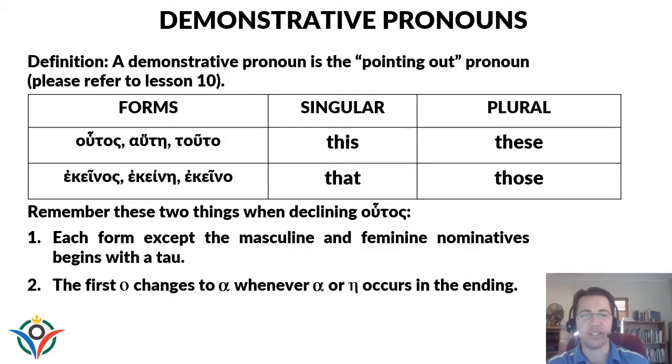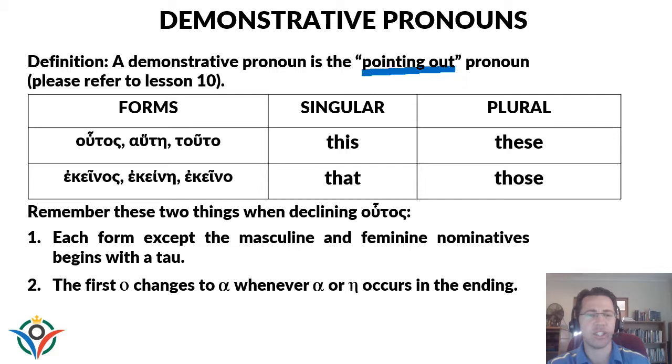So what I'd like to do now is do a quick review of each of the pronouns that we have learned so far in this basic biblical Greek course. So using our acronym DRIP, let's start with demonstrative pronouns. So let's remind ourselves of the definition. A demonstrative pronoun is the pointing out pronoun. And please refer to lesson 10 for more details of this specific pronoun.